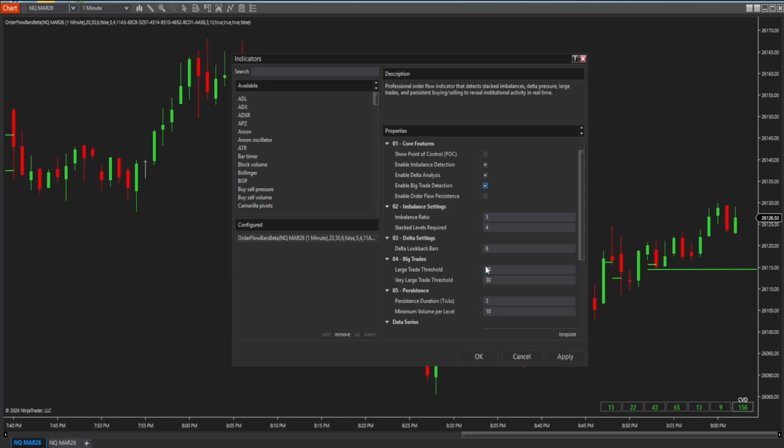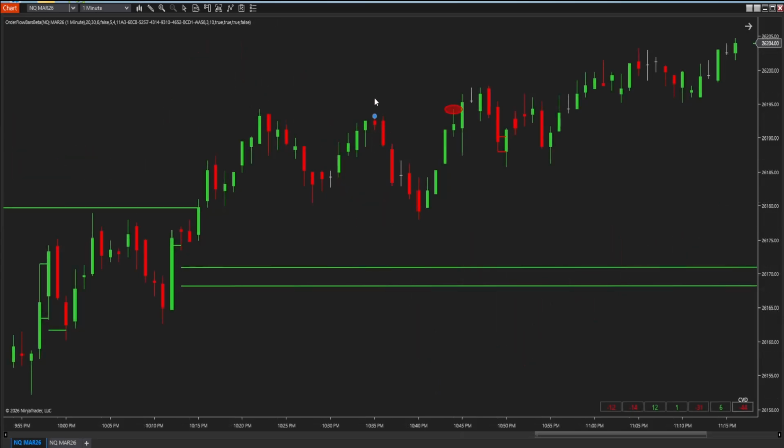So right now I have it set to 20 and 30, and that is good for the NASDAQ. That's what I normally use. So let's go ahead and enable that. This blue dot was a big trade. It was between 20 to 30 contracts in one order, and that was a buy order. And of course, the buyer got caught on the wrong side, and then we kind of sold off.